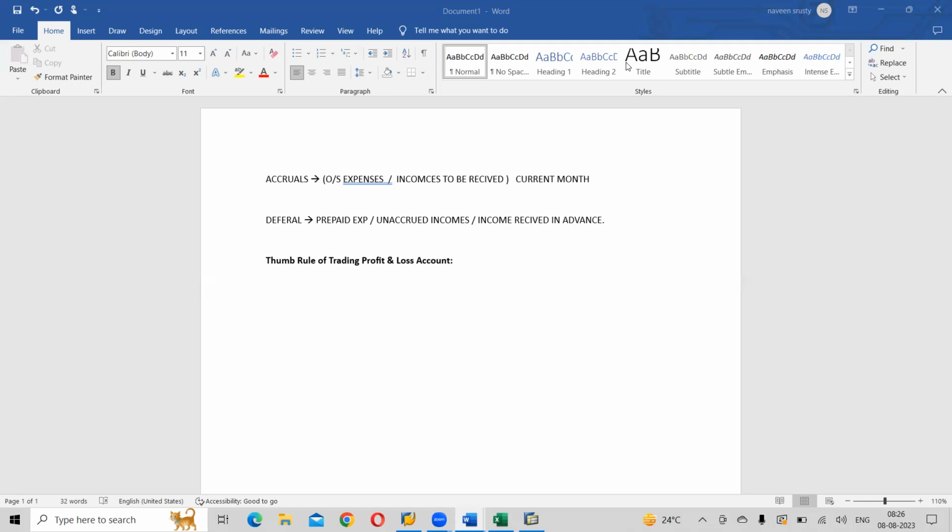Okay, I'll explain because these are important concepts. We need to remember in accounting, what is the rule of trading profit and loss account? What does the accounting standard say? For example, current month expenses. This is very important to remember. If you want, you can write it. Current month expenses, whether we paid or not in the current month.